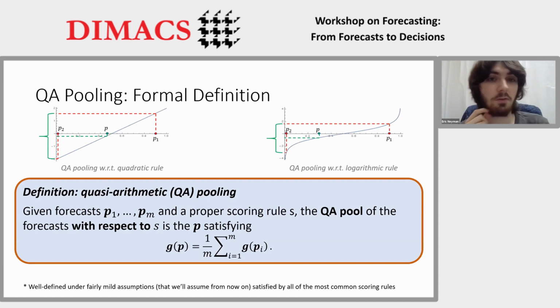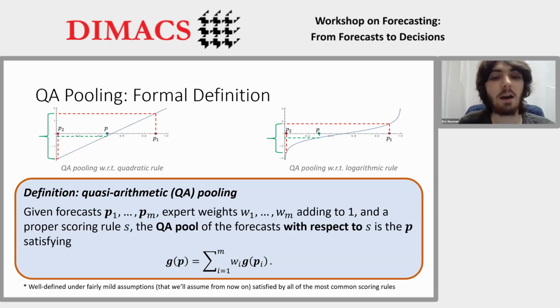So now I'm ready to tell you the formal definition of QA pooling. And this is exactly what you should be expecting given what we did on the previous slide. So the QA pool of M forecasts with respect to a proper scoring rule S works as follows. You take the G values of the forecasts, you take the average of those, and then you map it back to probability space by finding the P whose G value is equal to this average. And I just want to point out that you can also incorporate weights if you trust the experts different amounts. So in that case, the weighted QA pool would be you take the weighted average of the G values and then you map it back to probability space.